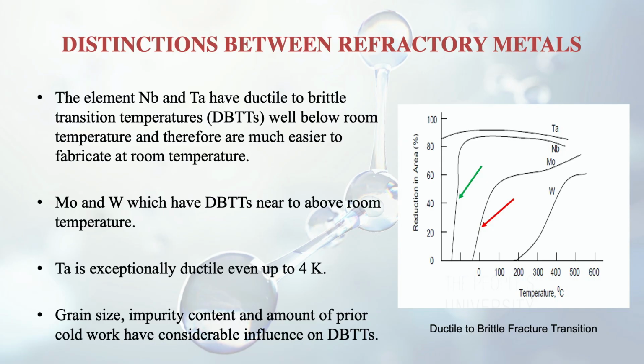The temperature is on the x-axis. The curve with the blue arrow is showing niobium, and the curve with the red arrow is showing molybdenum. So we can see that the ductile to brittle transition temperature for molybdenum is very near room temperature, whereas for Nb it is much better, much lower.